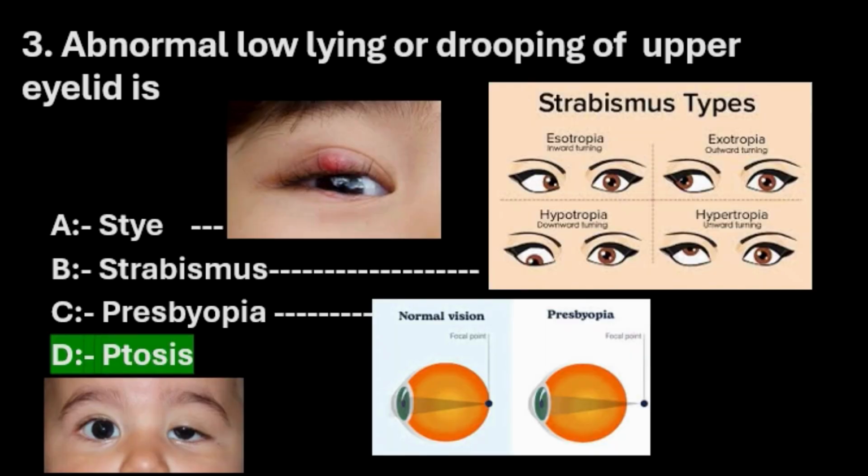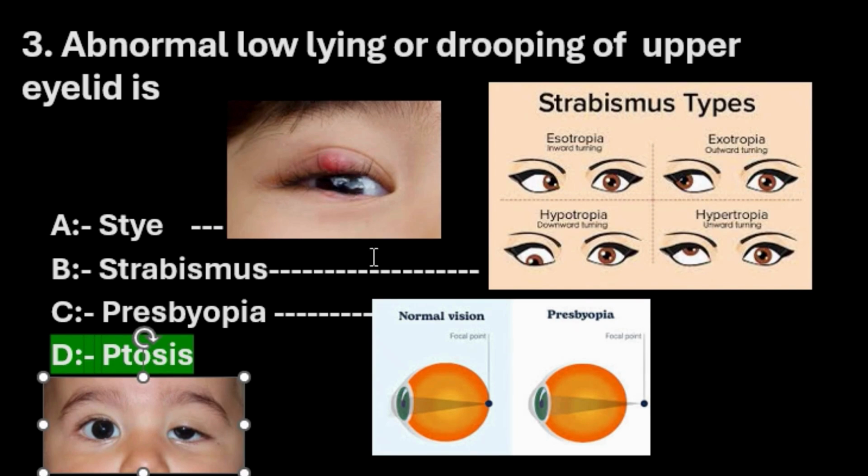The right answer here is option D, ptosis. You can see the diagram here. Abnormal low-lying or drooping of the eyelid, you can see the upper eyelid, which is ptosis. And other options like option A, stye, we can see a lump on the eyelid. You can see this red colored lump over the eyelid.